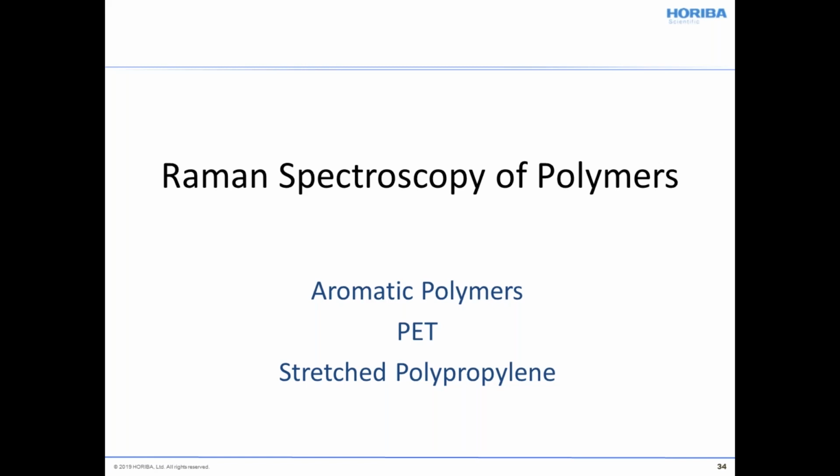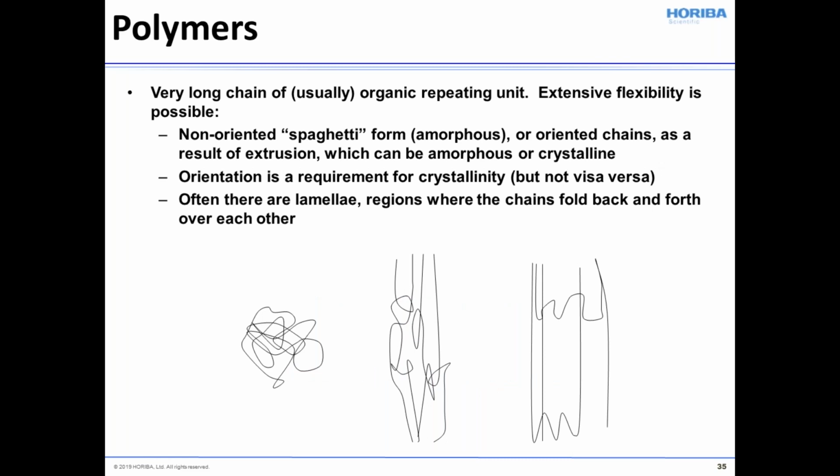Now we'll talk briefly about Raman spectroscopy of polymers, and we'll briefly discuss aromatic polymers, one in particular PET, and then stretched polypropylene. Well, polymers are, I'm sure most of you are aware, just long chain repeating units of organic compounds.